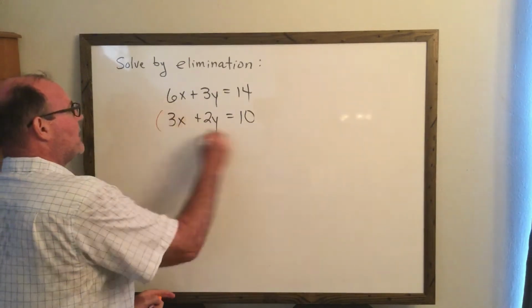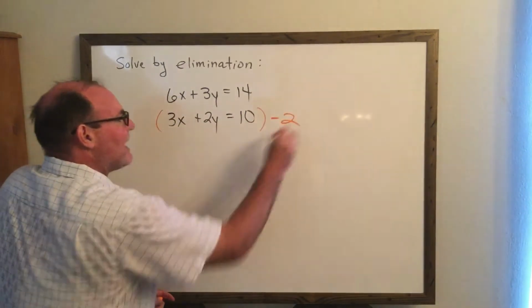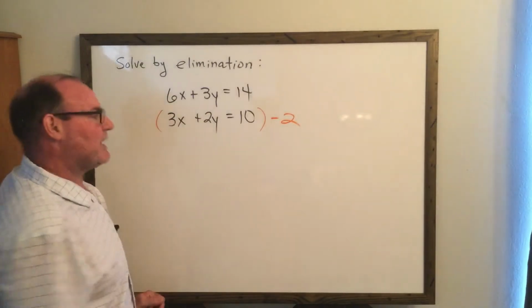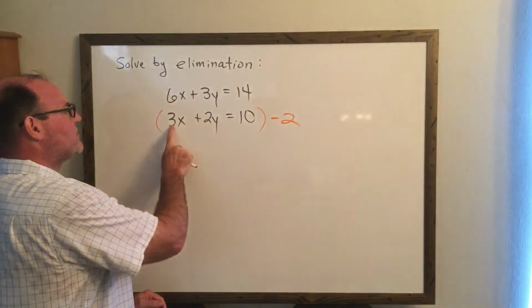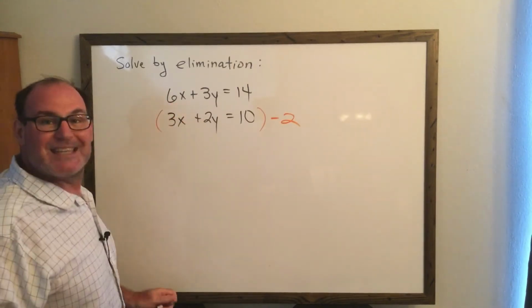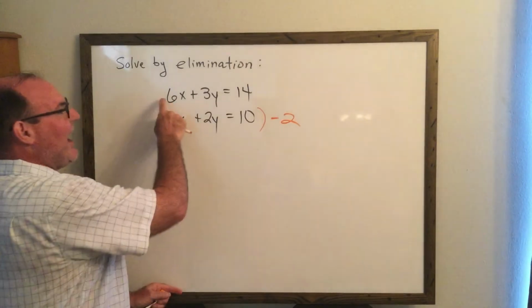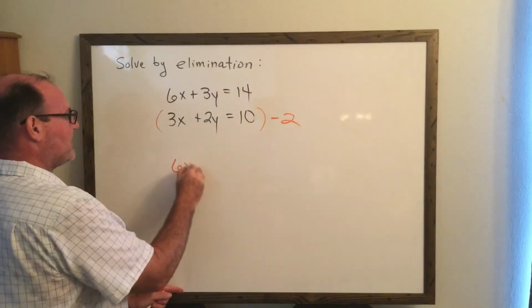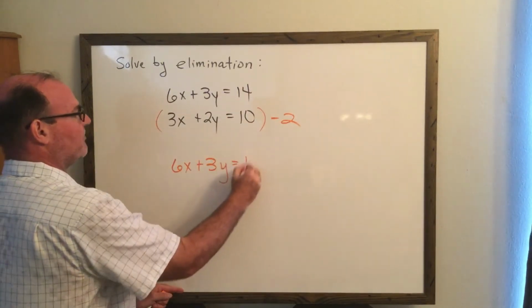So what I'm going to do here is multiply the bottom equation by -2. And the reason I'm doing this is because -2 times 3 is -6, and when I add it to the +6, that will make 0. So here goes. I haven't touched the top equation, so I have 6x plus 3y is equal to 14.